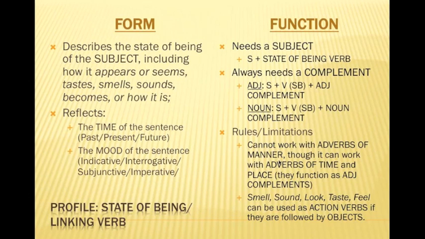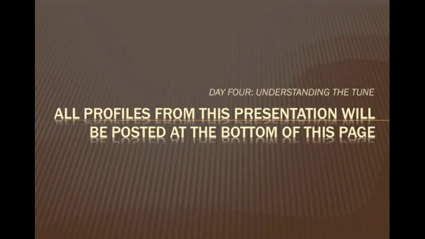Now, some limitations we've learned is that they cannot work with adverbs of manner, though they can work with adverbs of time and place, which means they will actually function as adjective complements. And of course, remember, some of these words can be action verbs depending on the subject. So, for example, if we're describing how something smells, in other words, part of its characteristic, then we're using it as a state of being verb. But if we're actually following it with an object, then it becomes an action verb. And again, remember, all of the profiles from this presentation will be posted at the bottom of this page.